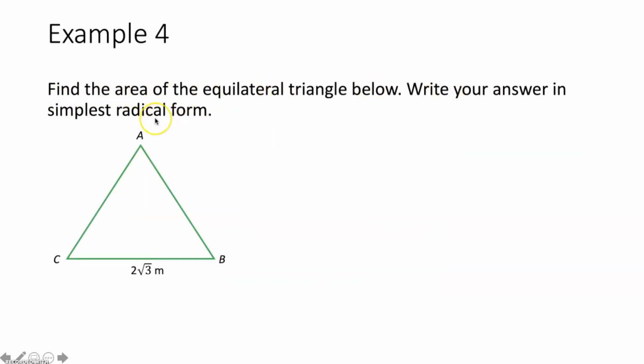Write your answer in simplest radical form. So in order to find the area of an equilateral triangle, which is a regular polygon, I need to use the area of a regular polygon formula. Area is equal to 1/2 the apothem times the perimeter. So I need to find both the apothem and the perimeter. So can I find either of those right now?